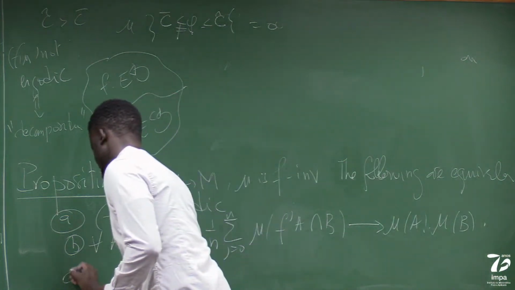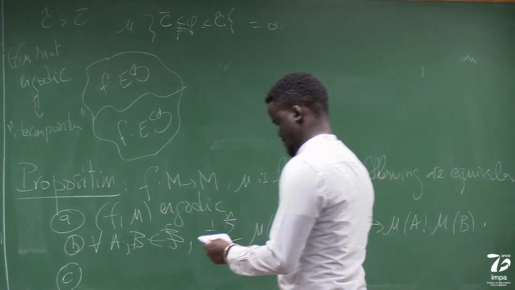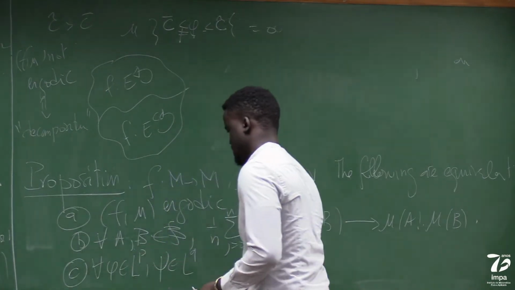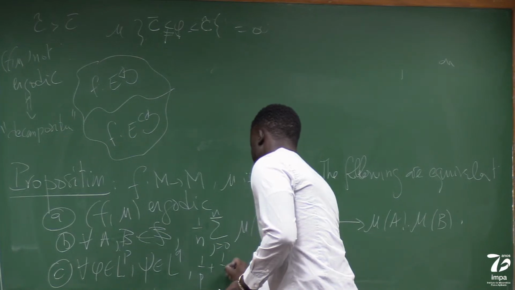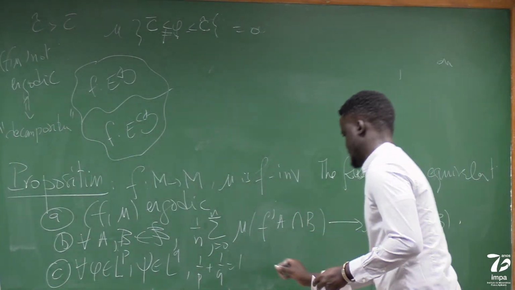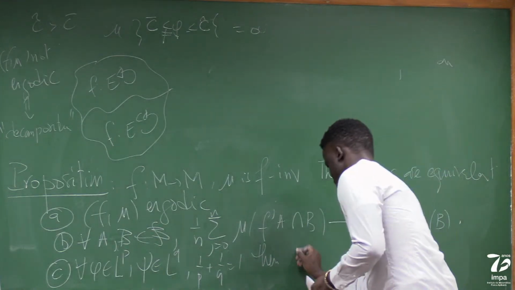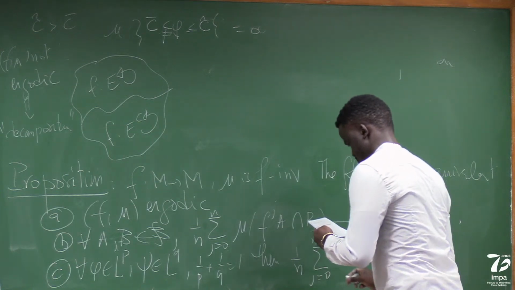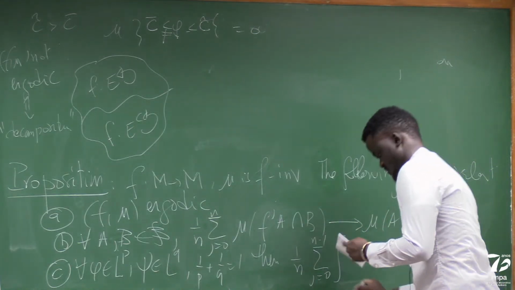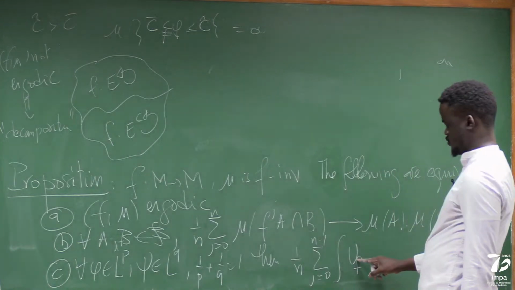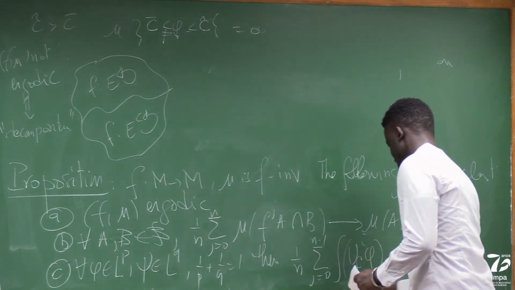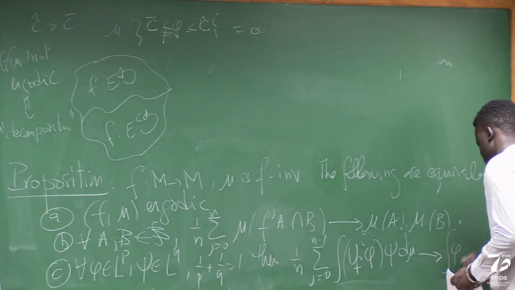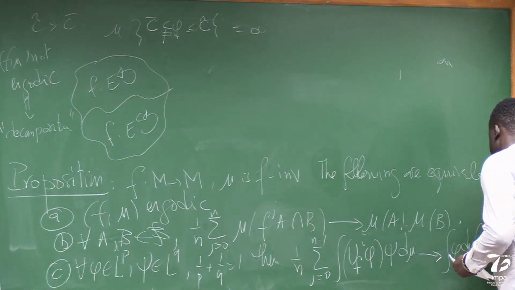C: for every phi in L^p and psi in L^q, where p and q are conjugates, one over p plus one over q is 1, then one over n, the sum from j equals 0 to n minus 1 of the integral of U_F^j phi times psi, where U_F is the Koopman operator associated to F, is converging to the integral of phi d mu times the integral of psi d mu.